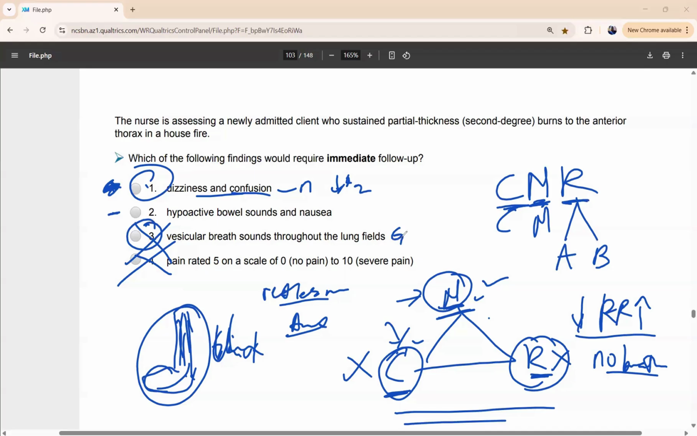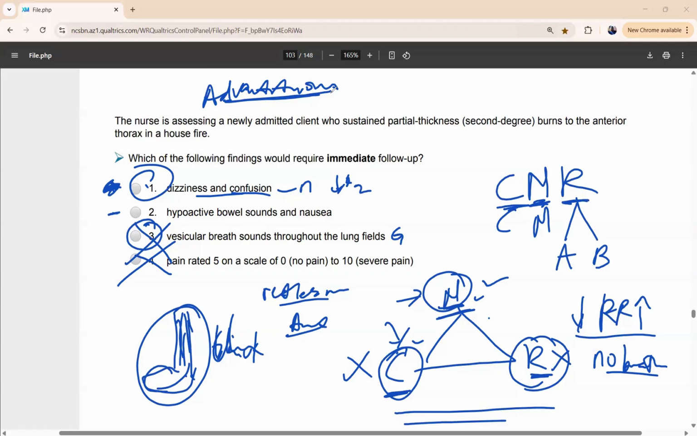The bad one is what we call the adventitious breath sound. Adventitious breath sound is bad. Those are your crackles, your stridor, your wheezing, your rhonchi, your pleural rubs. Those are your bad breath sounds. But the vesicular breath sound is definitely a good one. So you need to know the difference between them.